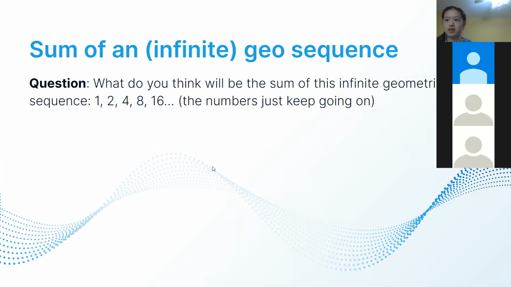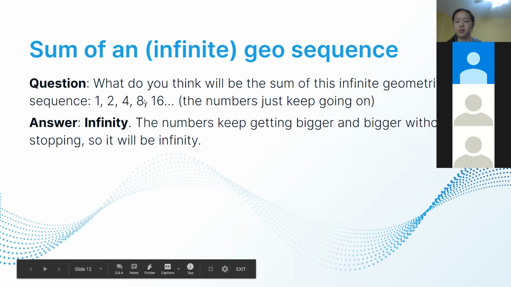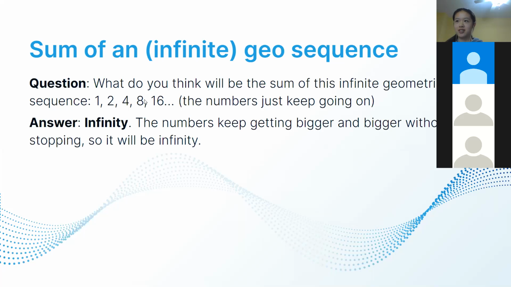Okay, you said infinity, and so did Gary. It is infinity, actually, because the numbers will just keep getting bigger and bigger and bigger. They're not going to get smaller. It's not going to turn into a smaller number. It's just going to be infinity.